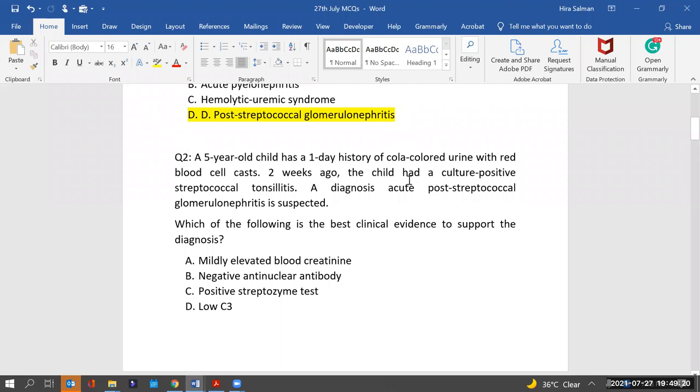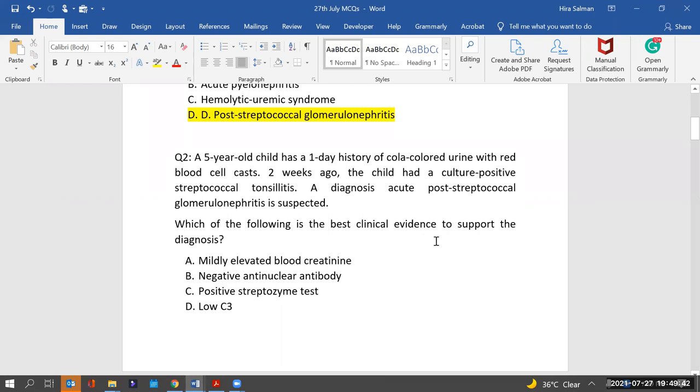Now, 2 weeks ago, the child had a culture positive streptococcal tonsillitis. So here, it's not pharyngeal involvement, tonsillitis was there. So history of infection was there preceding. A diagnosis of acute post-streptococcal glomerulonephritis is suspected. Now, we already have a provisional diagnosis. You don't need to think about the diagnosis. They have already given you a provisional diagnosis of post-streptococcal glomerulonephritis.